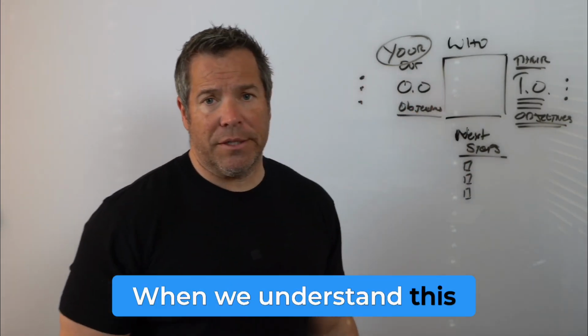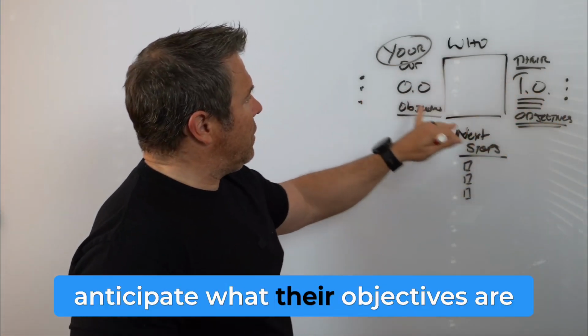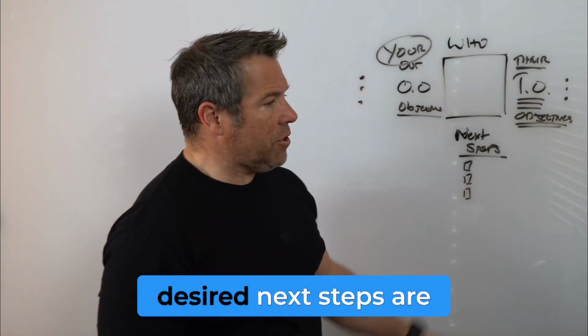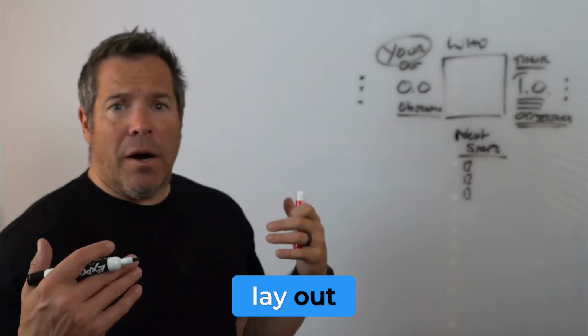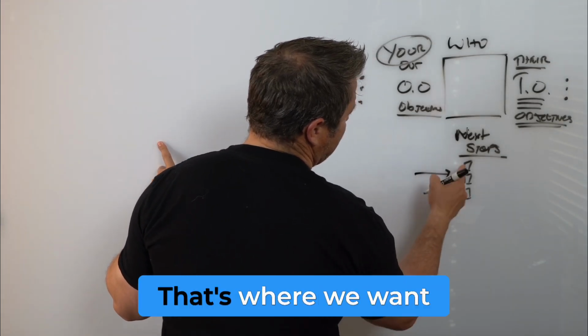When we understand this, if we know who's going to be in the room, we understand what their objectives are, we anticipate what their objectives are, we know what our objectives are, and we know what our desired next steps are, we can start to lay out and design the meeting to achieve those results. So if the end is next steps, that's the end, right? That's where we want to go.